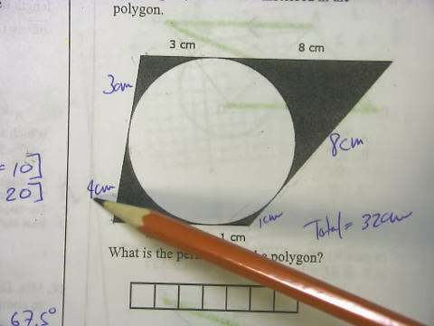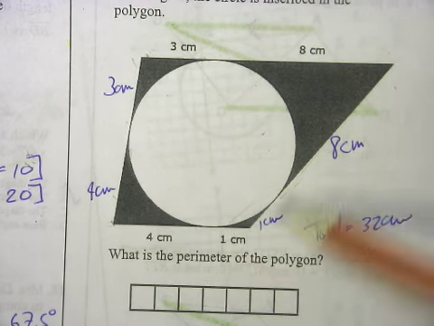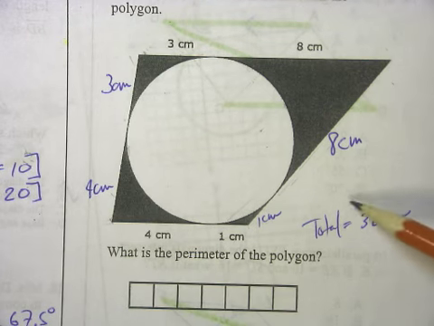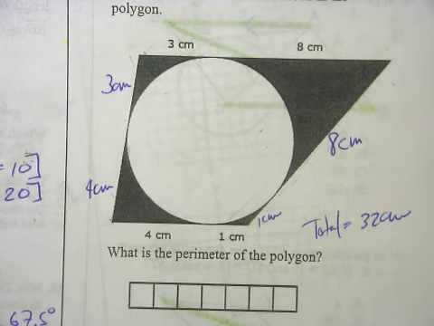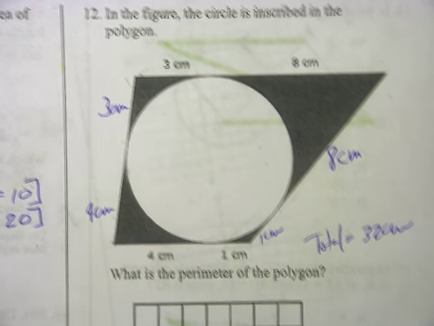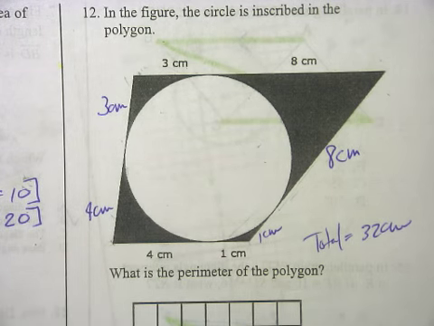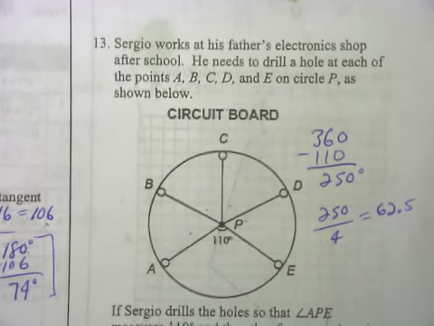So now I have all of the parts, and all I have to do is add all of these together. 8 plus 3 plus 3 plus 4 plus 4 plus 1 plus 1 plus 8. Add them all together, and I get 32 centimeters. So the perimeter of this polygon is 32 centimeters. Again, notice that was not a multiple choice question.